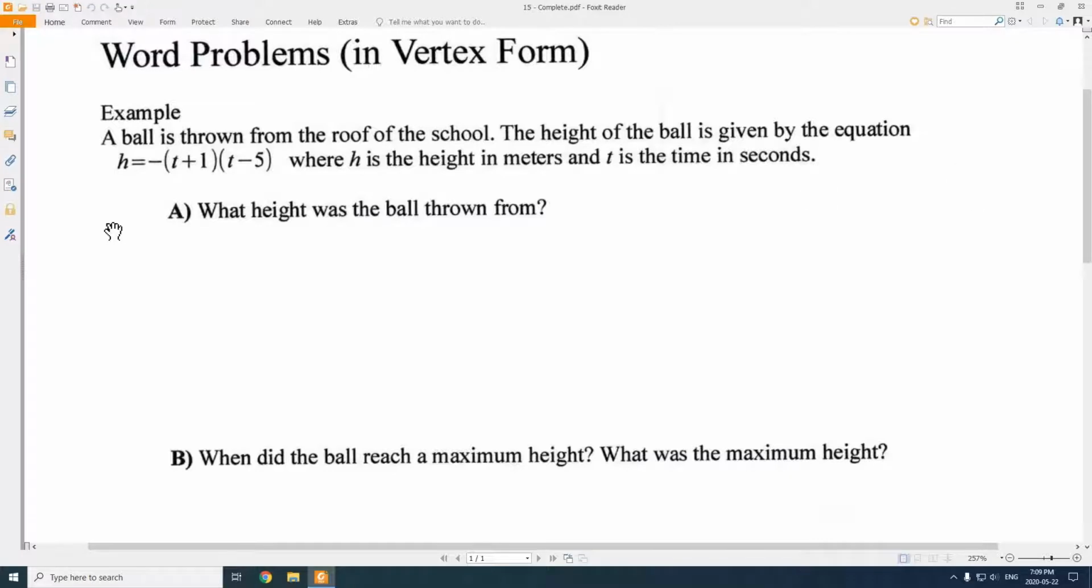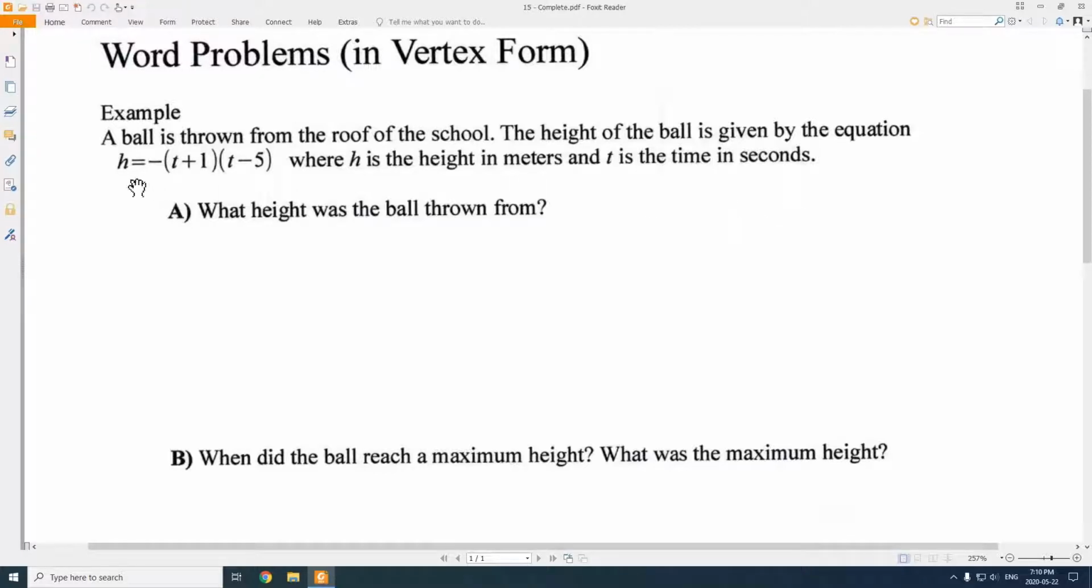So first example, a ball is thrown from the roof of the school. The height of the ball is given by the equation h equals negative (t plus 1) times (t minus 5), where h is the height in meters and t is the time in seconds. So you'll notice the equation was written using different variables, right? Normally we use y and x. Here they've just switched the variables to make more sense in this word problem. And that's quite common, but nothing changes other than the variable that we're using.